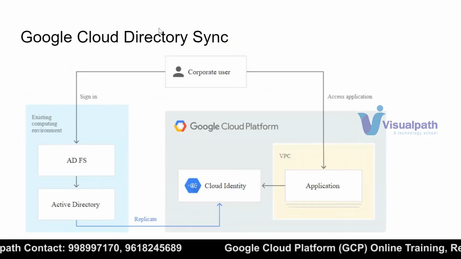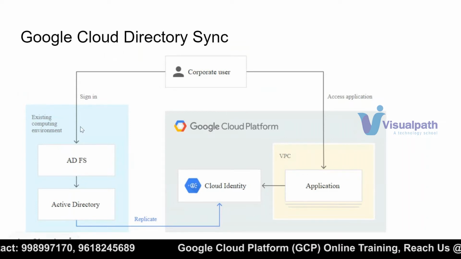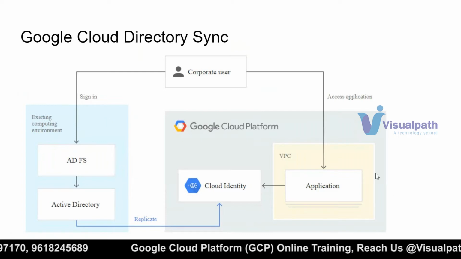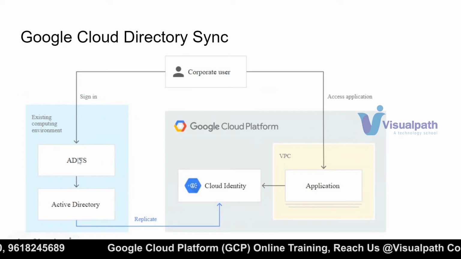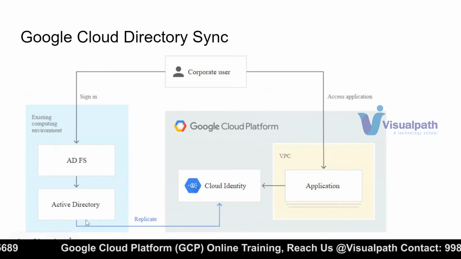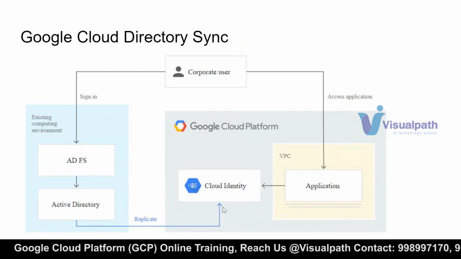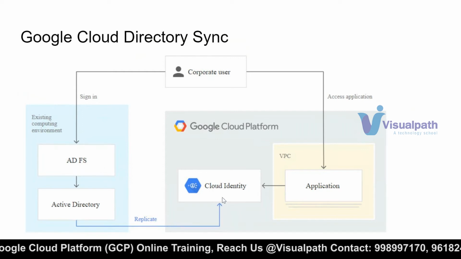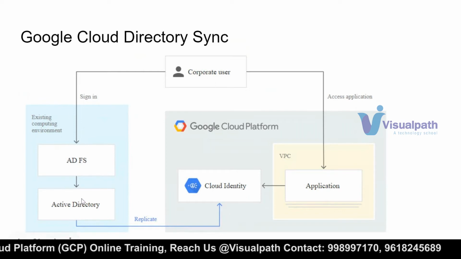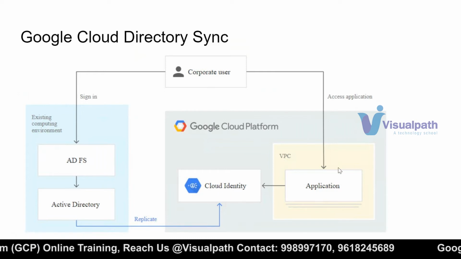So in that particular case, this is the solution: GCDS, the Google Cloud Directory Sync I told you about. He'll still have an on-premise environment. He can provision a Google Cloud environment and host his application. The question is how you will handle authentication. We can set up Cloud Identity, which is more of an active synchronization. A corporate user signs into AD and it gets replicated through Cloud Identity, and at the same time they are able to access the application in Google Cloud itself.